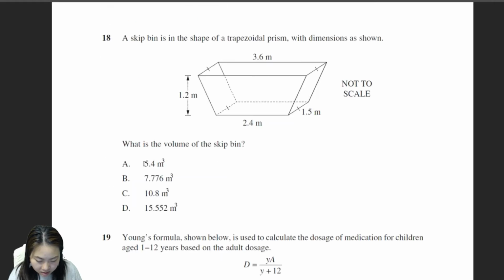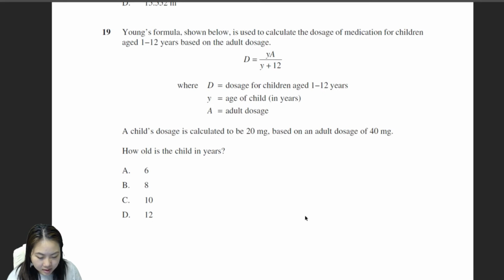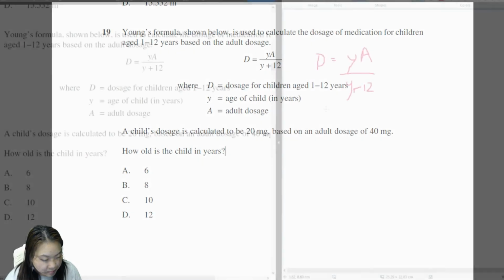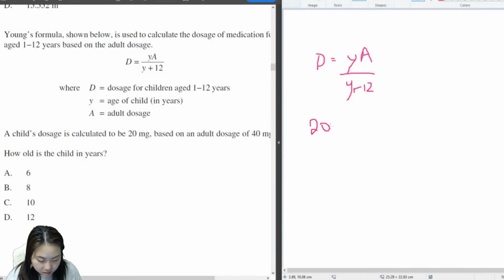18A. Yep. Excellent. 19. Young's formula shown below is used to calculate the dosage of medication for children aged between 1 and 12 years old based on the adult dosage. Blah blah blah. A child's dosage is calculated to be 20 milligrams based on the adult dosage of 40 milligrams, so half the amount. How old is the child in years? Let's find out. Dosage for the child was 20. Y is what we're trying to find out, times the adult dosage was 40 over Y plus 12.